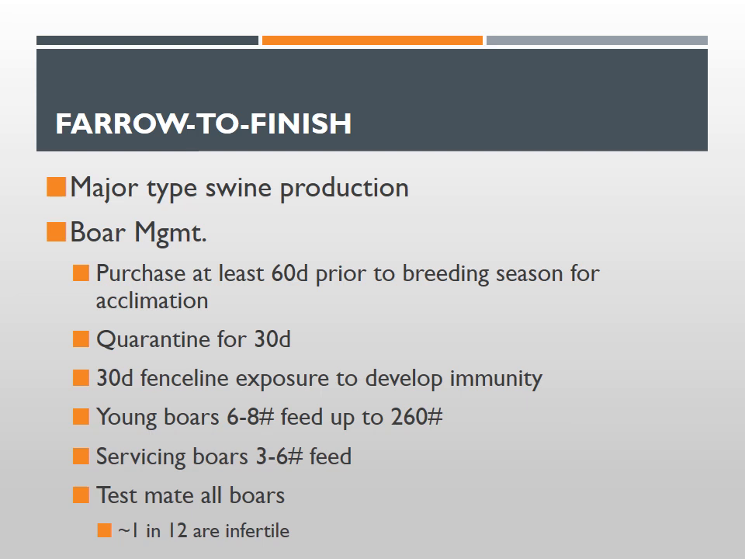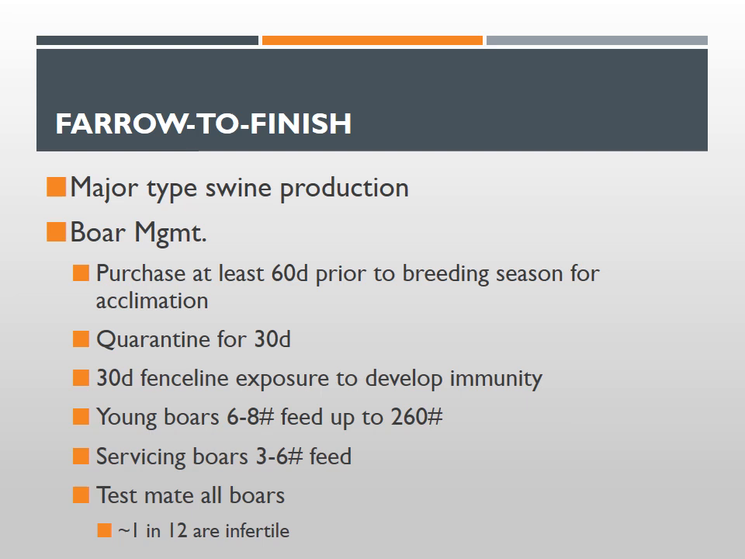We talk about boar management when we talk about these farrow to finish operations that are breeding quite a bit. When you bring in a boar, you want to purchase them at least 60 days prior to breeding season for acclimation. That acclimation is important for allowing them to be exposed to any pathogens that are on your operation. So simply walking them through the barn will be important. They should be quarantined for the first 30 days of that 60, so they don't spread any pathogens they have, and then fence line exposure the second 30 days.